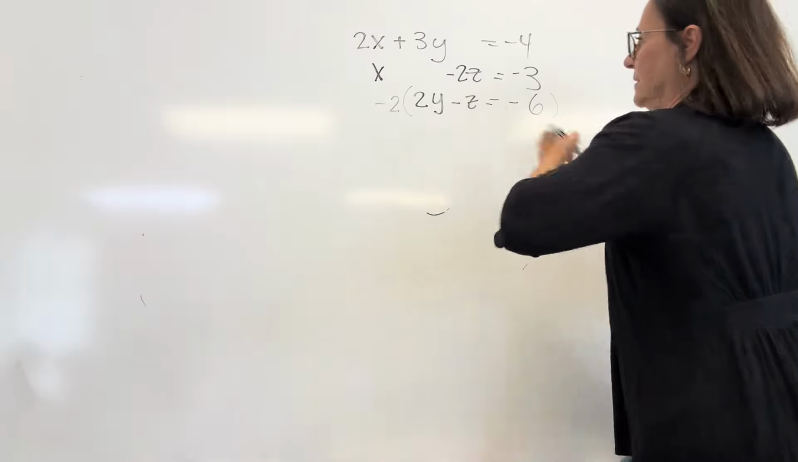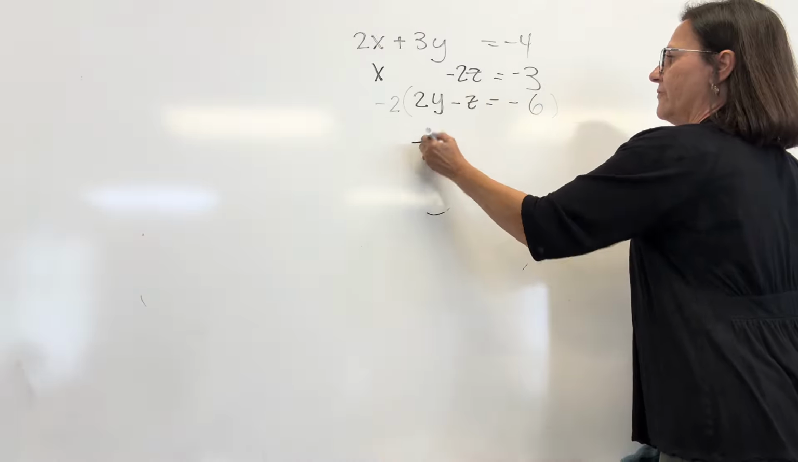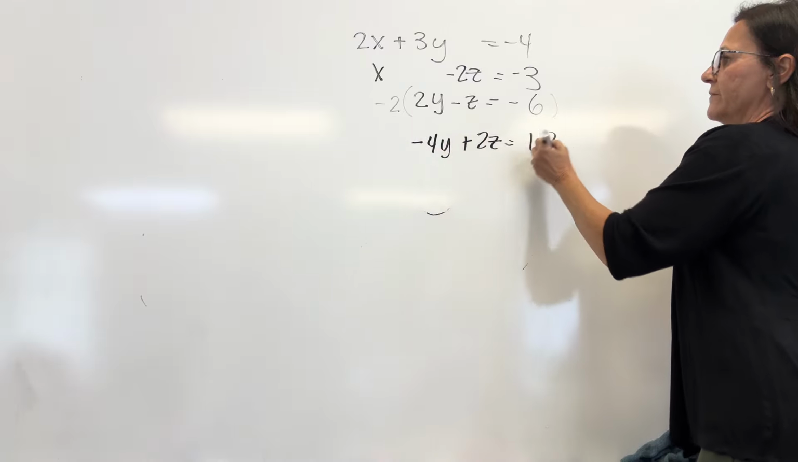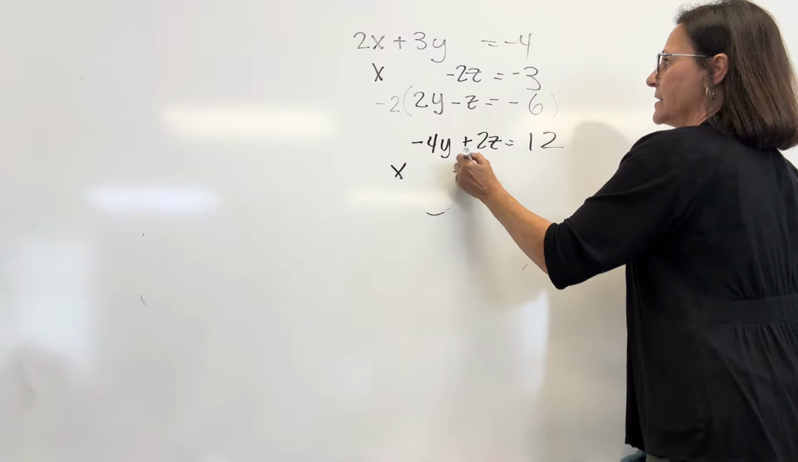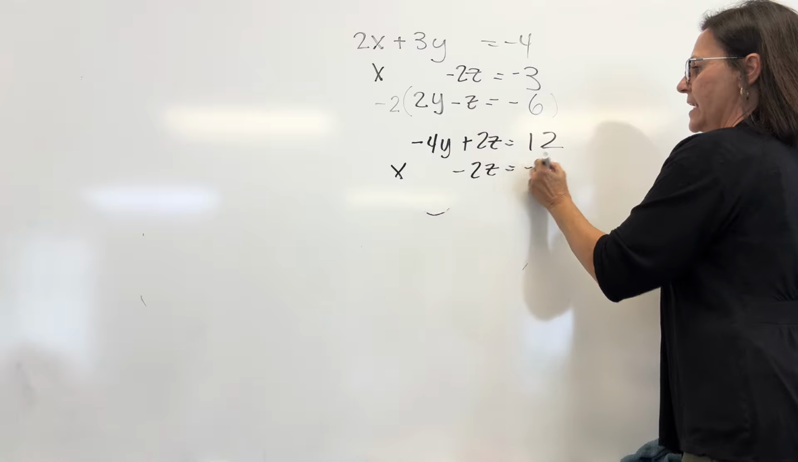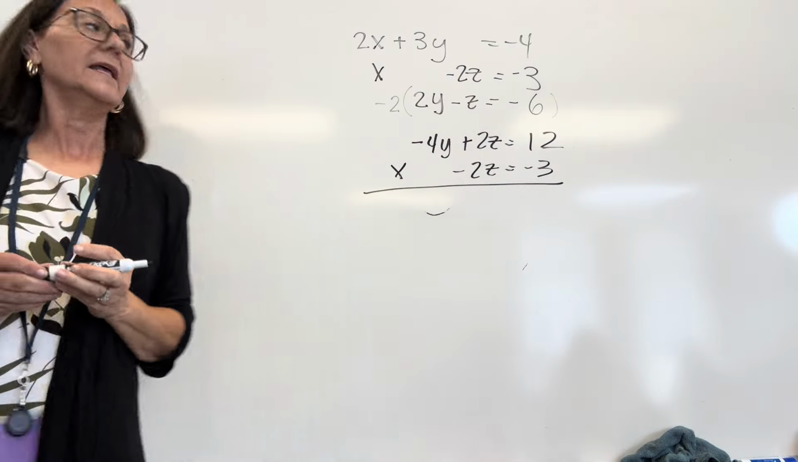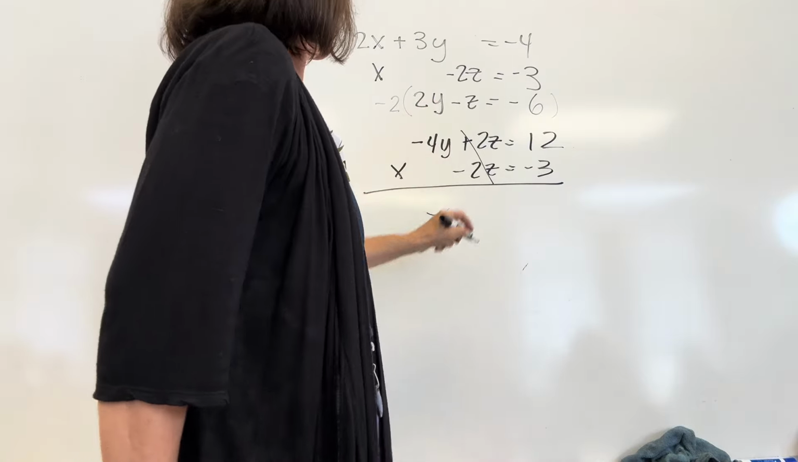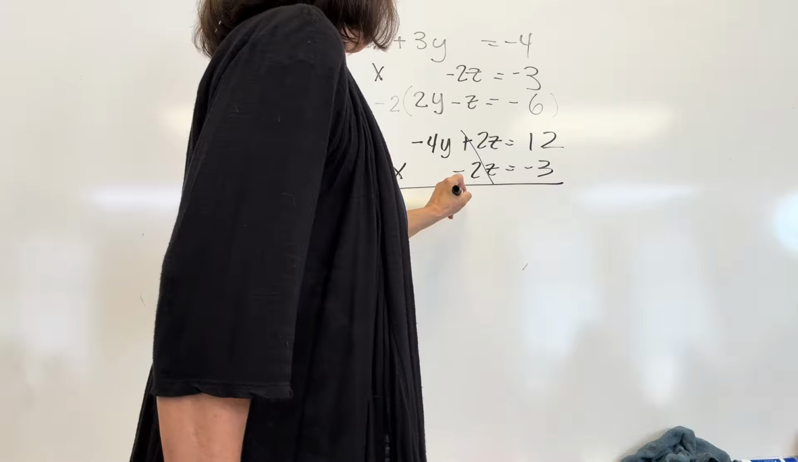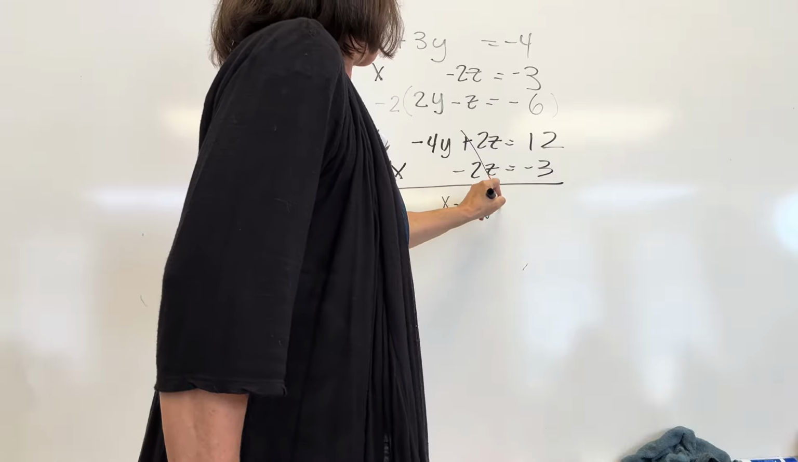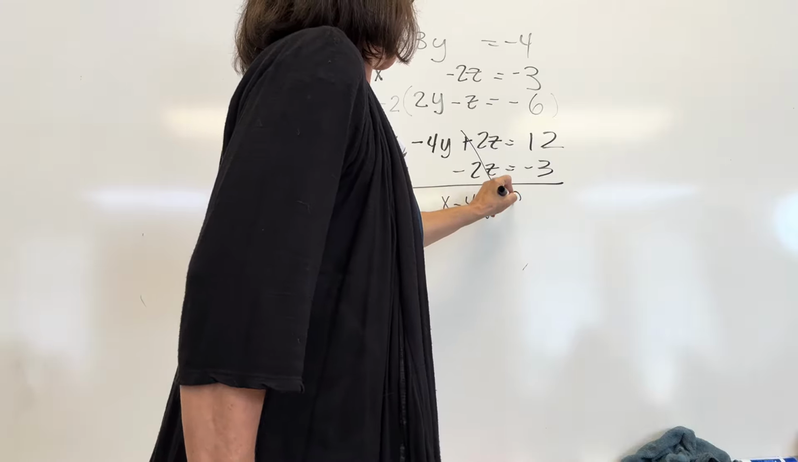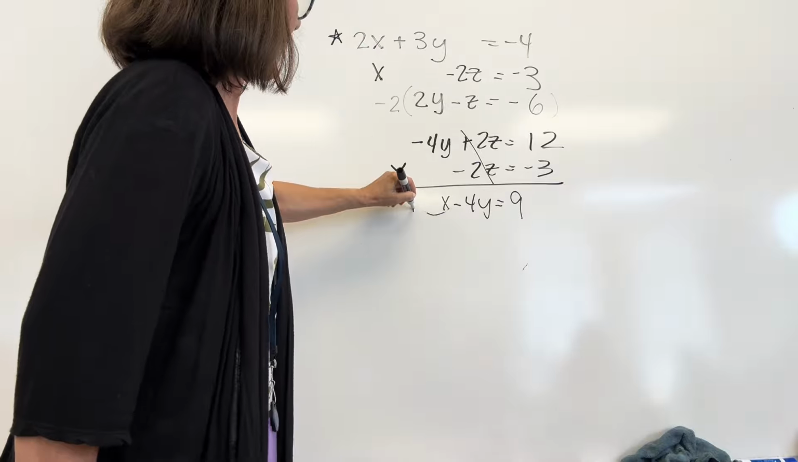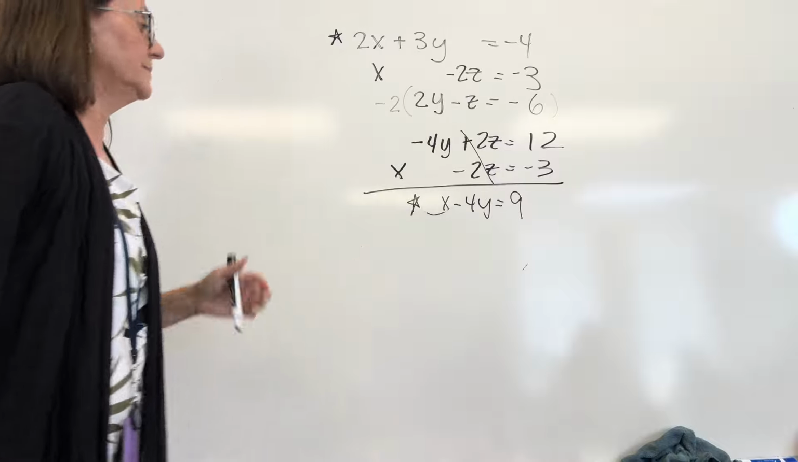All right? So I end up with -4y plus 2z is +12. Then I have x minus 2z is -3. So that's what I end up with. My z's eliminate. I end up with x minus 4y is 9. So now I have equation A and this new equation.